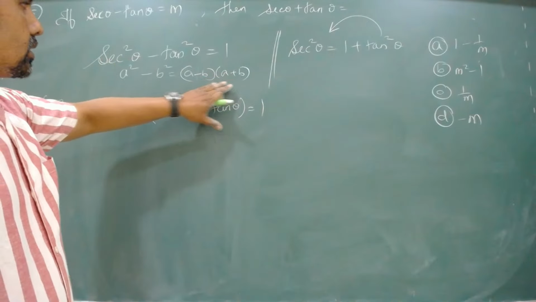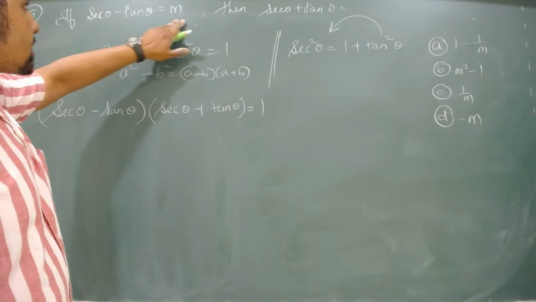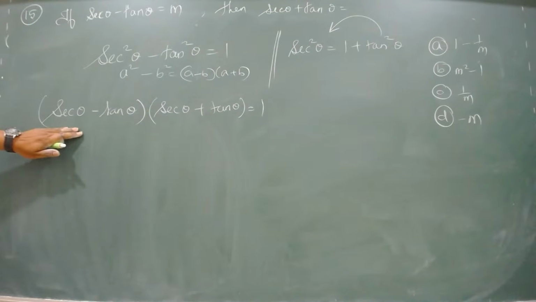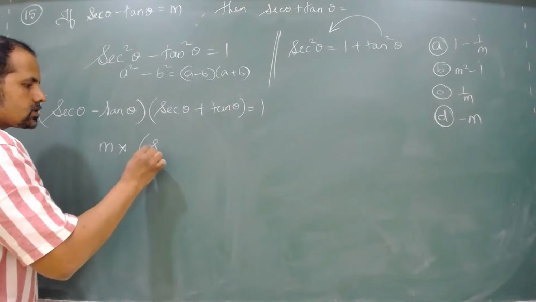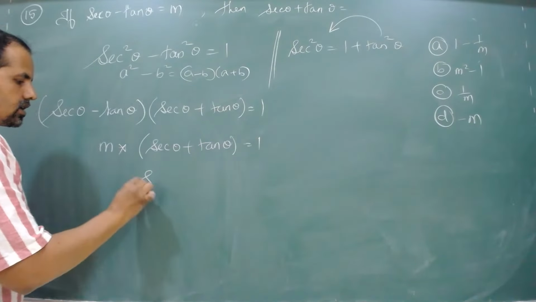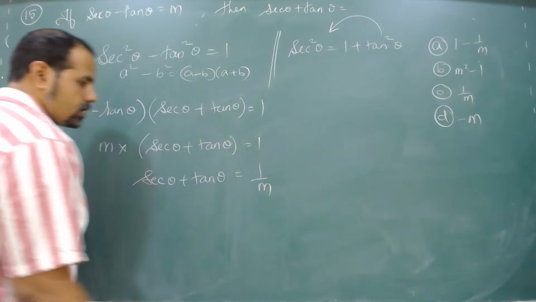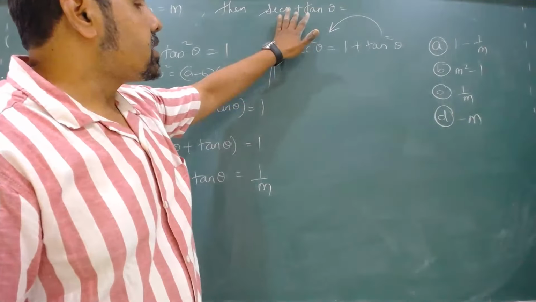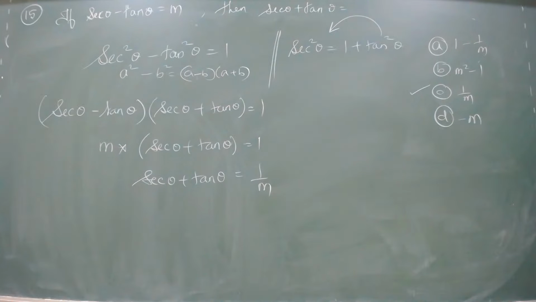Now here, observe this is equal to 1. You can clearly see that sec theta minus tan theta is equal to m, so m into sec theta plus tan theta is equal to 1. Therefore, the value of sec theta plus tan theta is 1 by m, option C. A very frequently asked MCQ question in your board papers. Make a note.